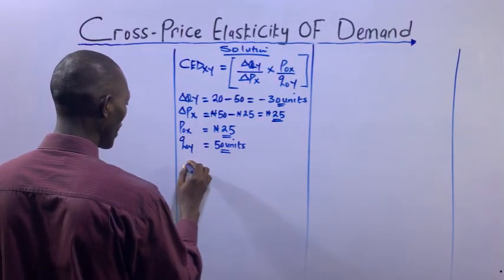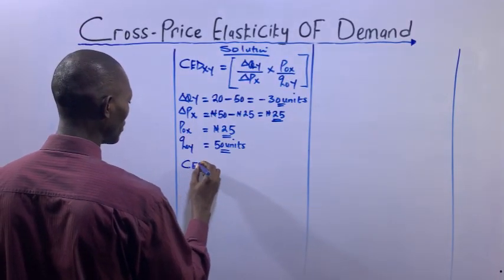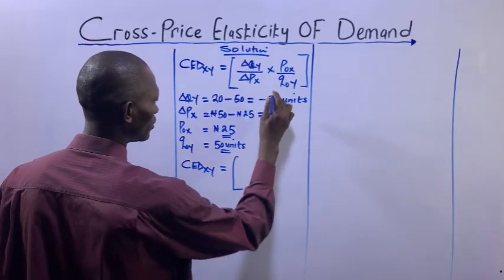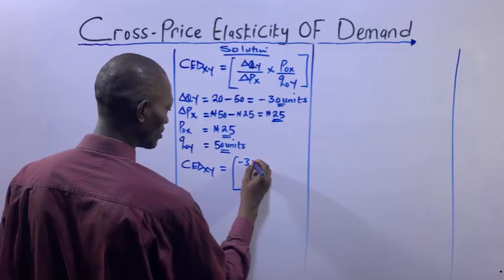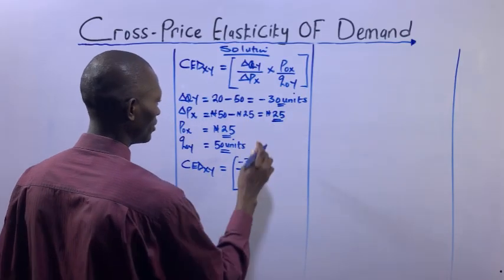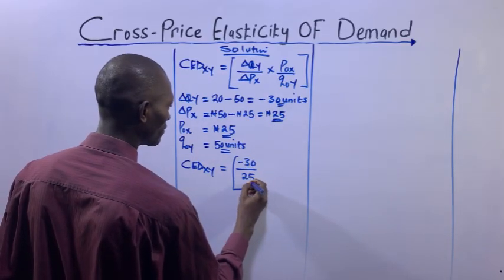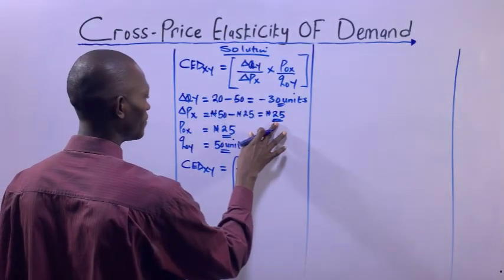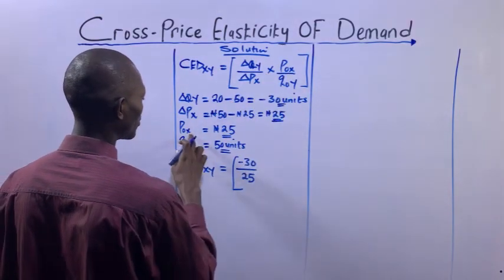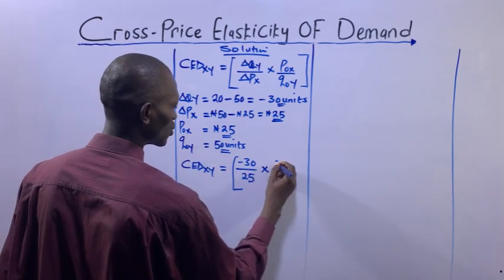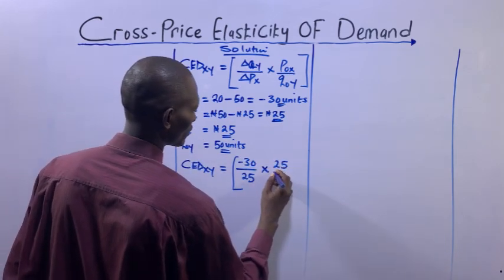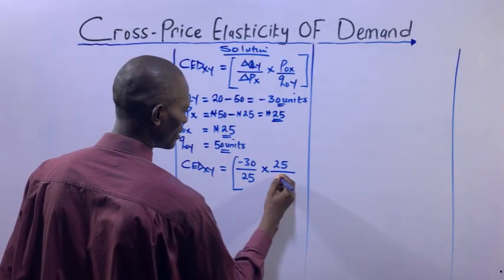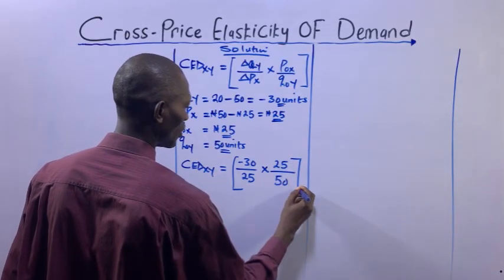So the cross elasticity of demand for X and Y is minus 30, do not forget it is minus, divided by 25. We got the change in the price of X to be 25. Then the old price of X, we've gotten as 25, divided by the old quantity of Y, which we got as 50. So this is basically what we have.